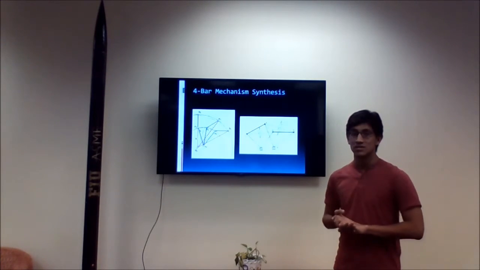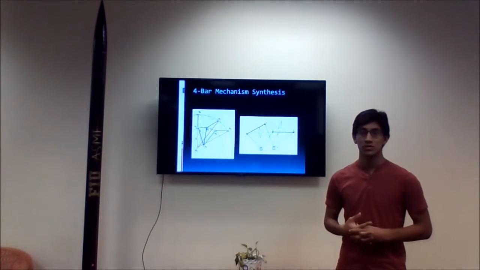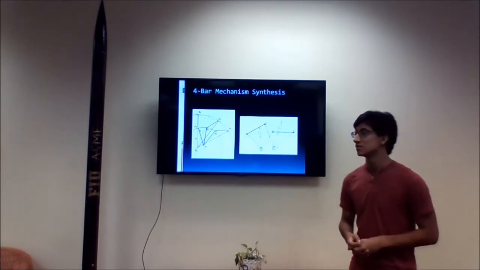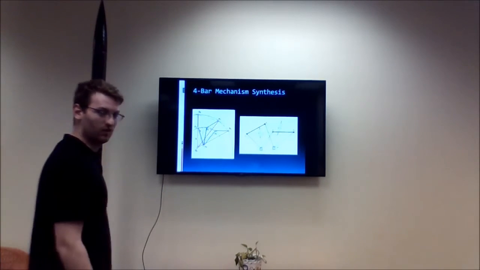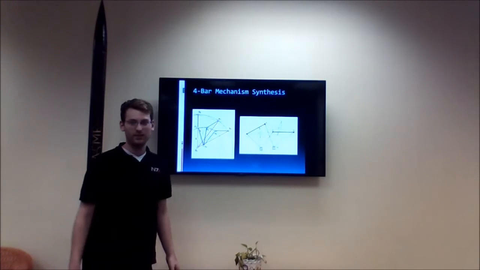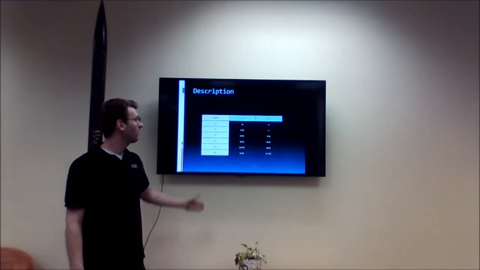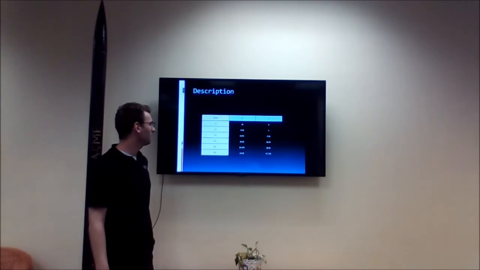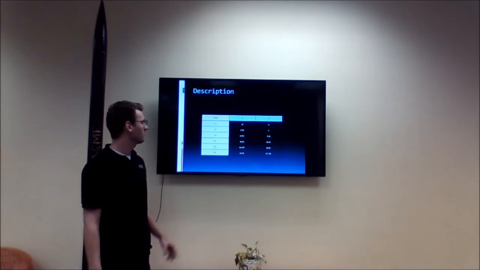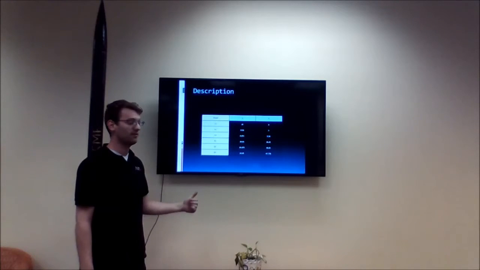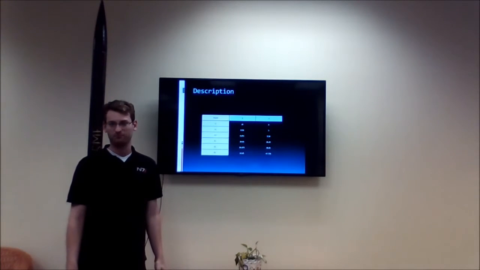Okay, so now I'll pass it on to my colleague Joe, who will explain 4-bar mechanical synthesis. Great. Here we have the basic 4-bar synthesis. And here are our given calculated points, A1, B1, A2, B2. So these are the positions that we have to have the 4-bar travel through.